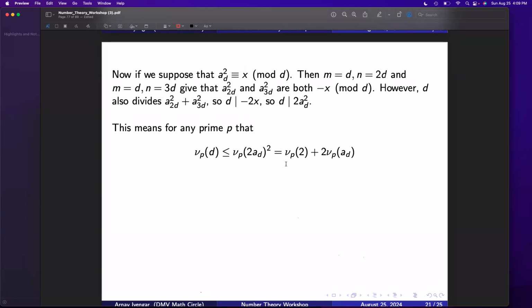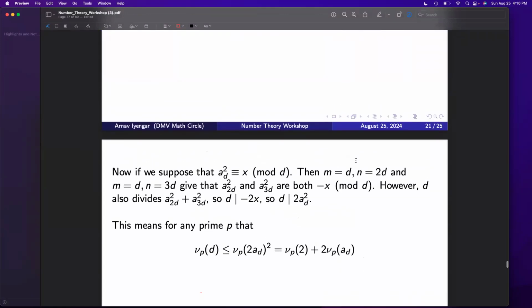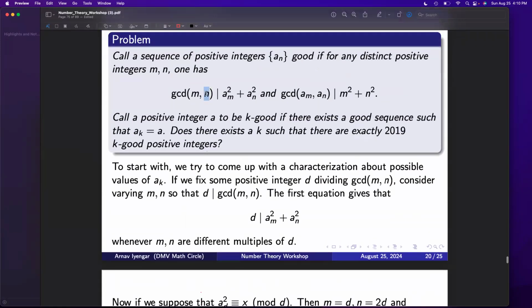So now here's a funny way I found the motivation. Well, vp of 2 is going to be 0 for p greater than 2. So you almost have something like d divides a_d squared, but there's the annoying factor of 2. So one way I could work around this: it's really nice if you could possibly set n equals 0. This is the way I thought about it.